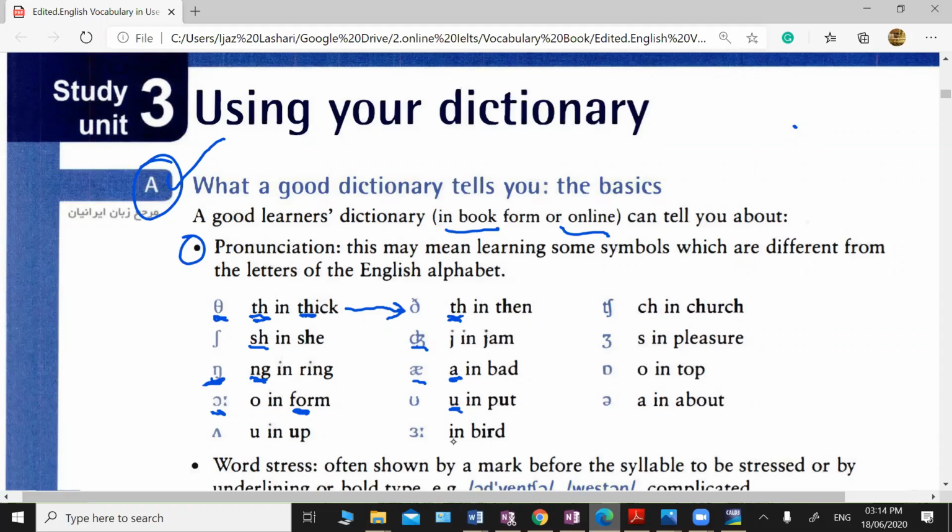Next one, the symbol is like bird. We don't pronounce the letter R. Every time there is a vowel before R, we don't pronounce the R, or we pronounce it very little. For example, we don't say bird with a strong R, we say bird. Okay, then the symbol is like this, bird.